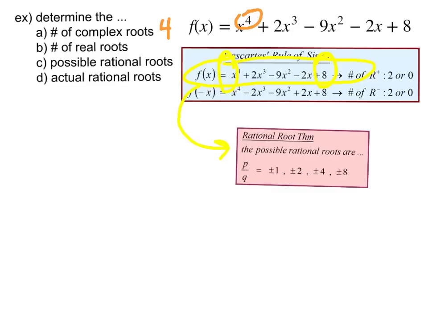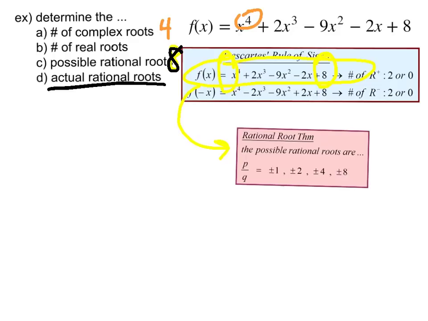So that's why what you're looking at right here is the only rational roots we have to figure out. We have 8 of them. Okay? So there, possible rational roots, 8. Okay, now of those possible rational roots, how many are actual rational roots?